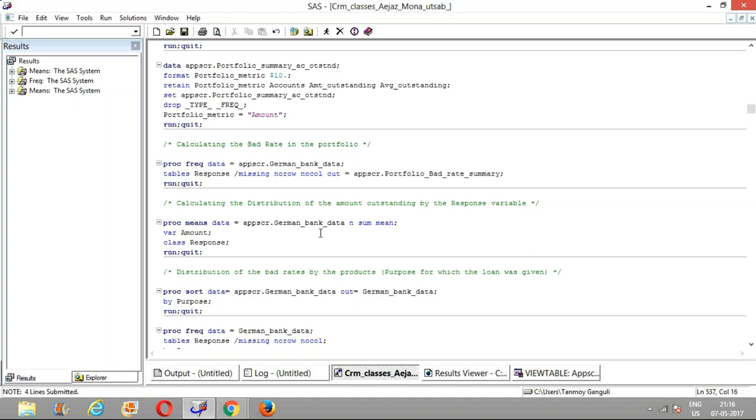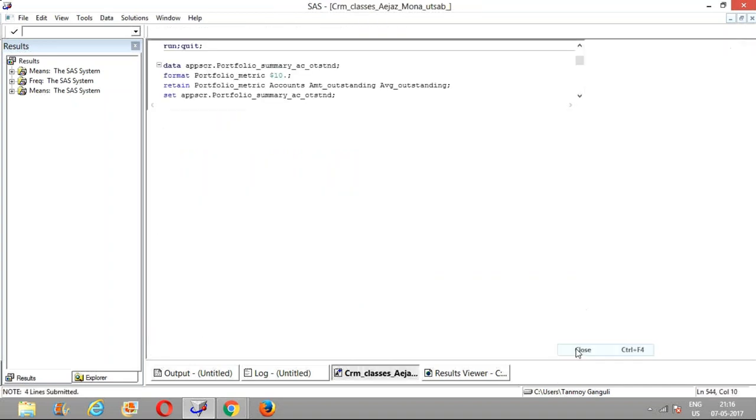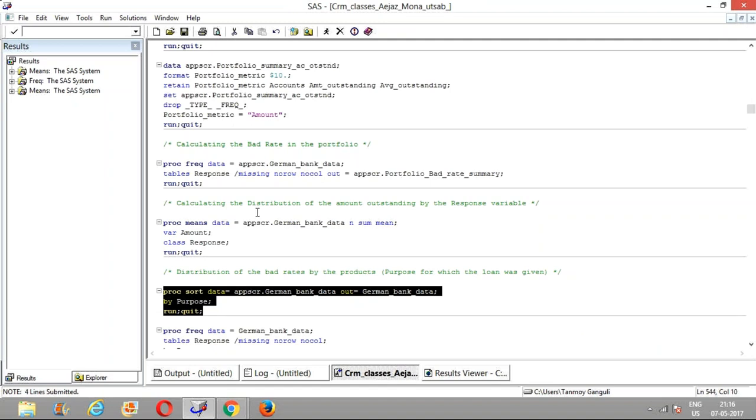Now we do another analysis. We try to look into the purpose of the loans, the purpose for which the loans were actually taken. So this is what we do over here. We just sort the loan purposes by the values because they are not sorted, and if you want to do a group by on these values, then we would need this sorting. So basically what we do is we sort this.